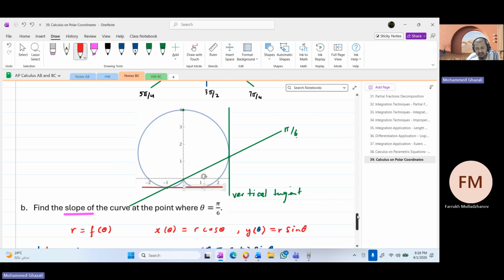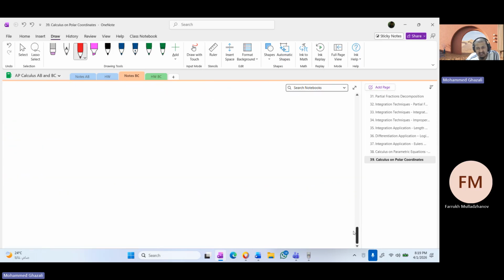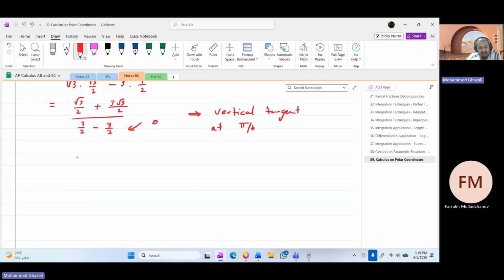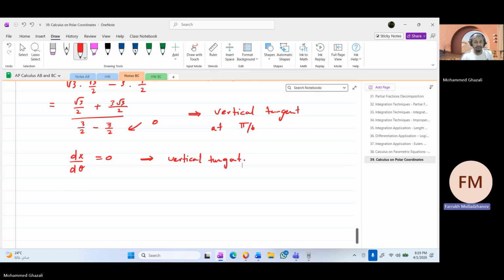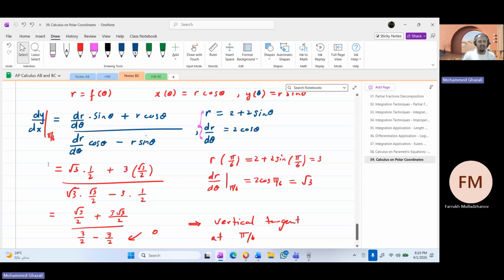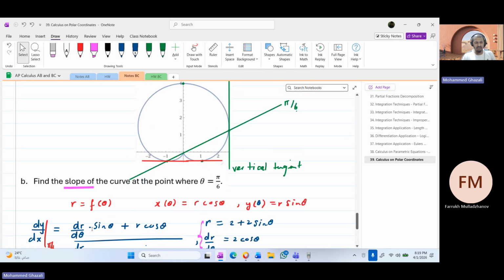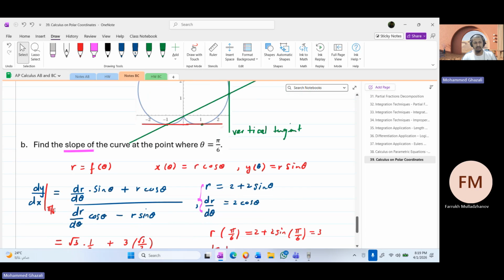So what does this mean? It means that we found that if dx d theta is equal to 0, then you get a vertical tangent. Okay, makes sense? And if you get dy d theta equal to 0, then you get a horizontal tangent. If the top is 0, then you get a horizontal tangent, isn't it? Because when the derivative dy dx with respect to x is equal to 0, it means you have a horizontal tangent.